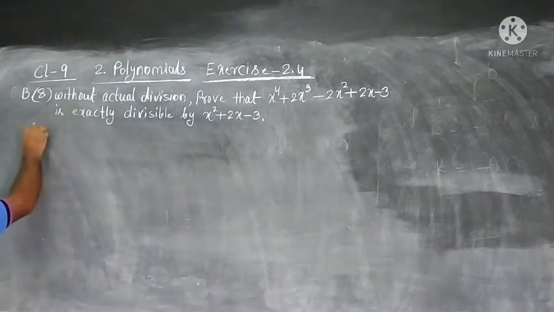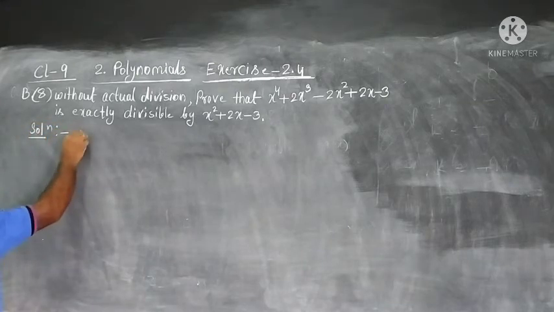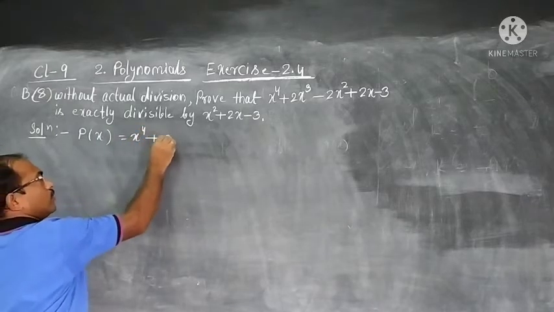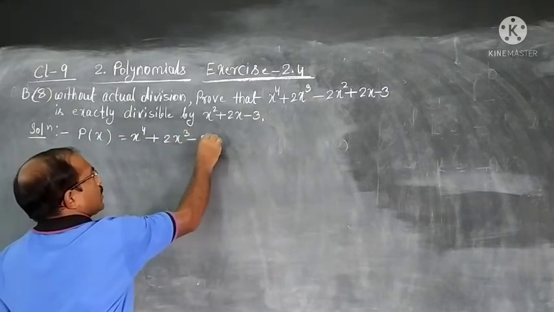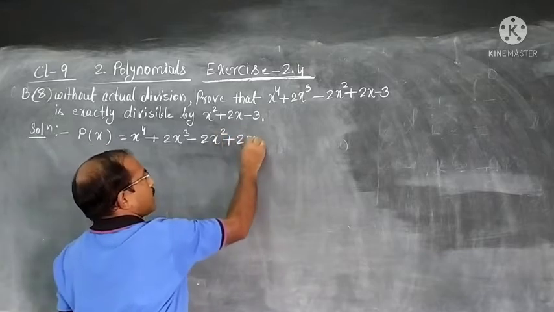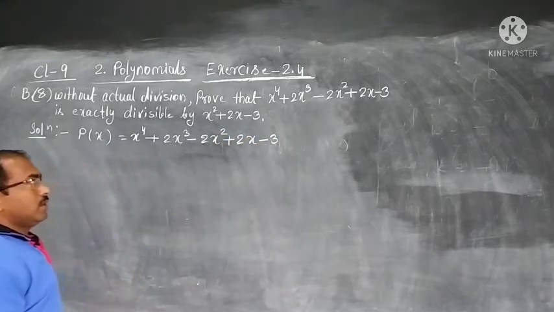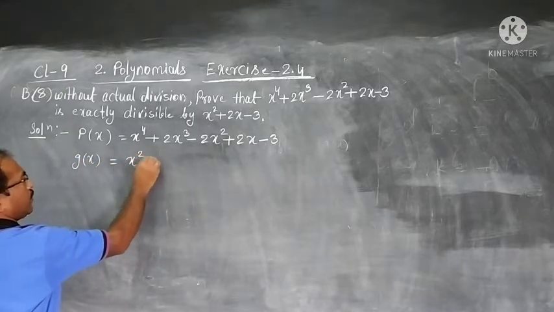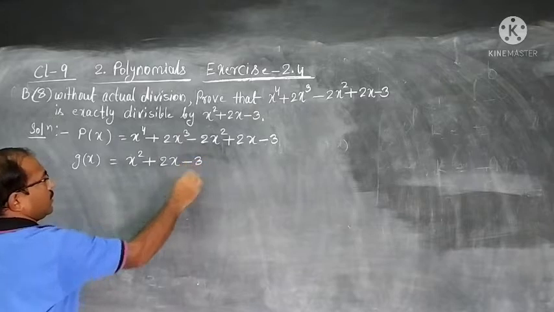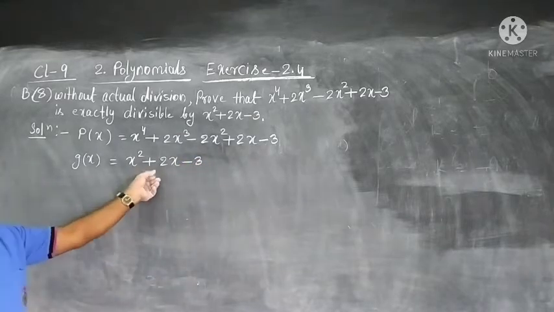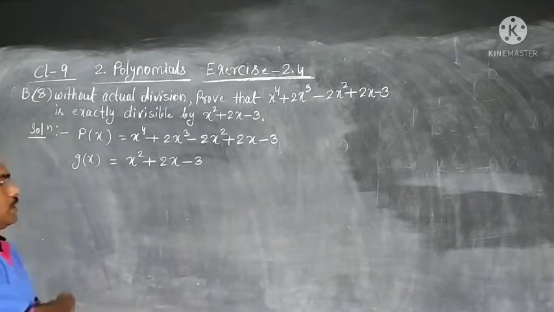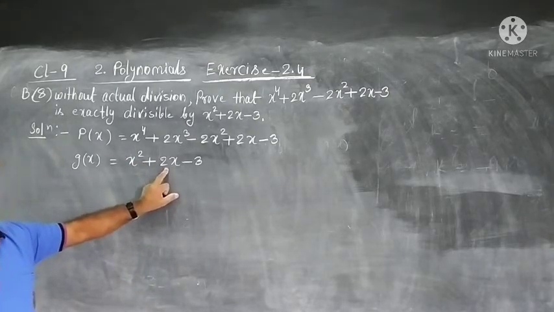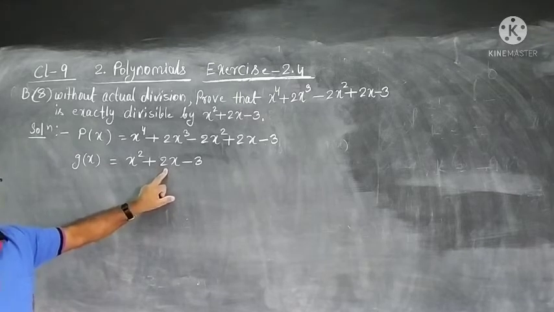We start with this: p(x) is given, x⁴ + 2x³ − 2x² + 2x − 3, this is the dividend, and the divisor is g(x) = x² + 2x − 3. So, a little work is needed first. We will start with the divisor.